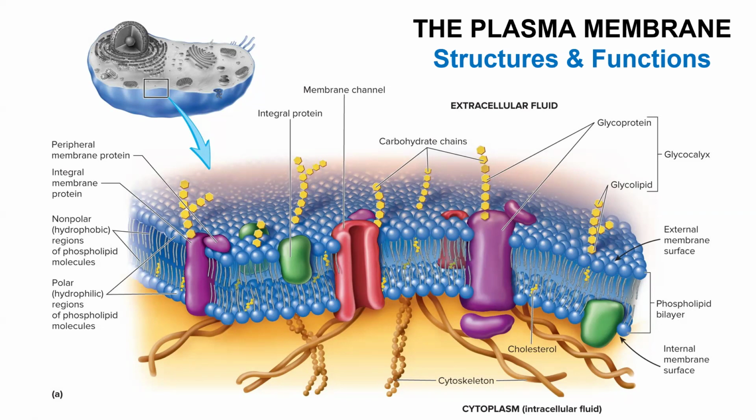It's the way that we can control what is coming into and out of our cell. If it just let everything in, we'd have problems. If it didn't let anything in, we'd also have problems. So we have to select what we want to go in and out.